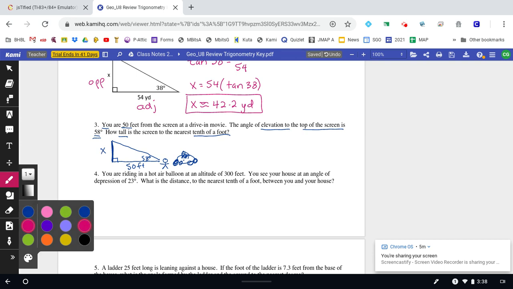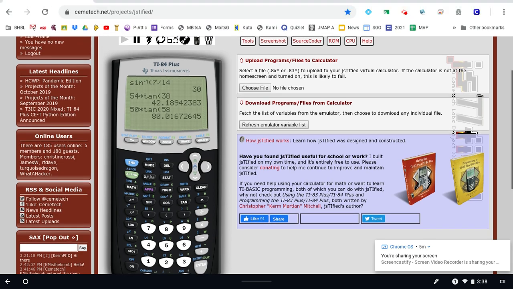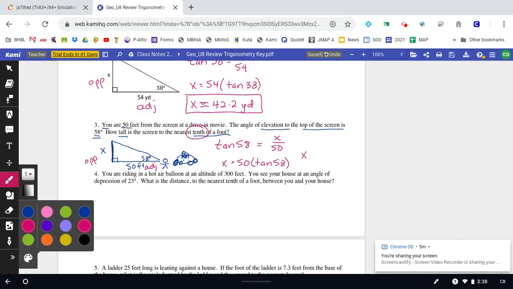All right, so we have an opposite. We have an adjacent. Opposite and adjacent tells me I'm using my tangent function. So the tangent of 58 degrees equals my opposite over my adjacent. So 50 times tangent of 58. And I do want this to the nearest tenth of a foot. Okay, so I've got 50 times tangent of 58. I get about 80.0. So x is approximately 80.0 feet tall.